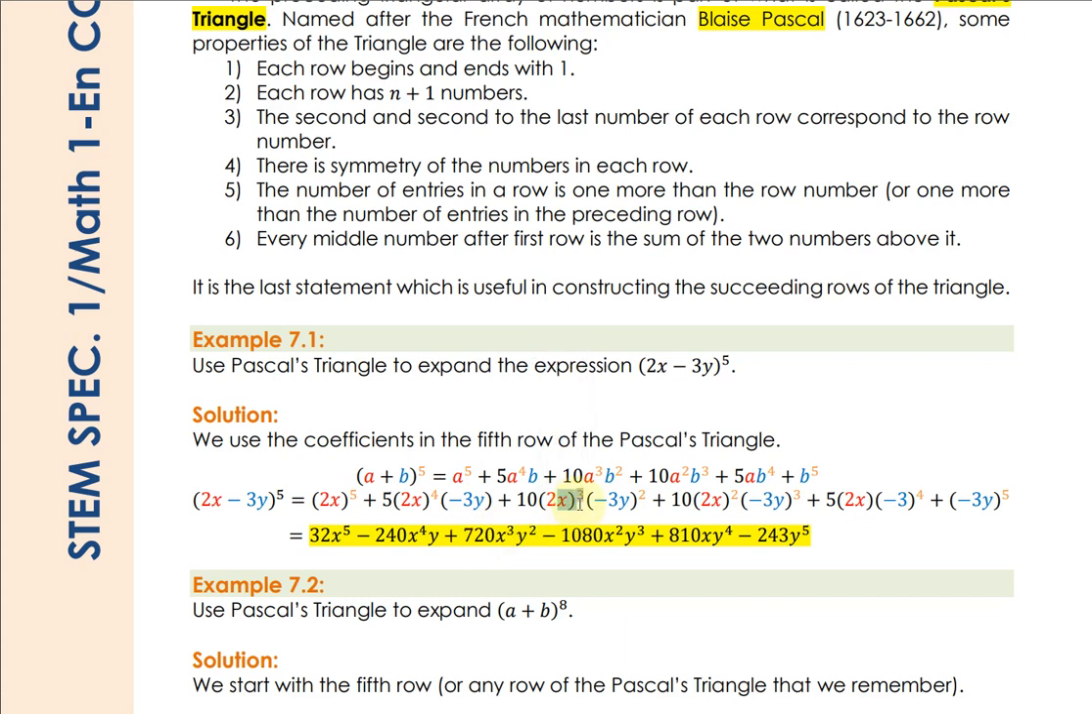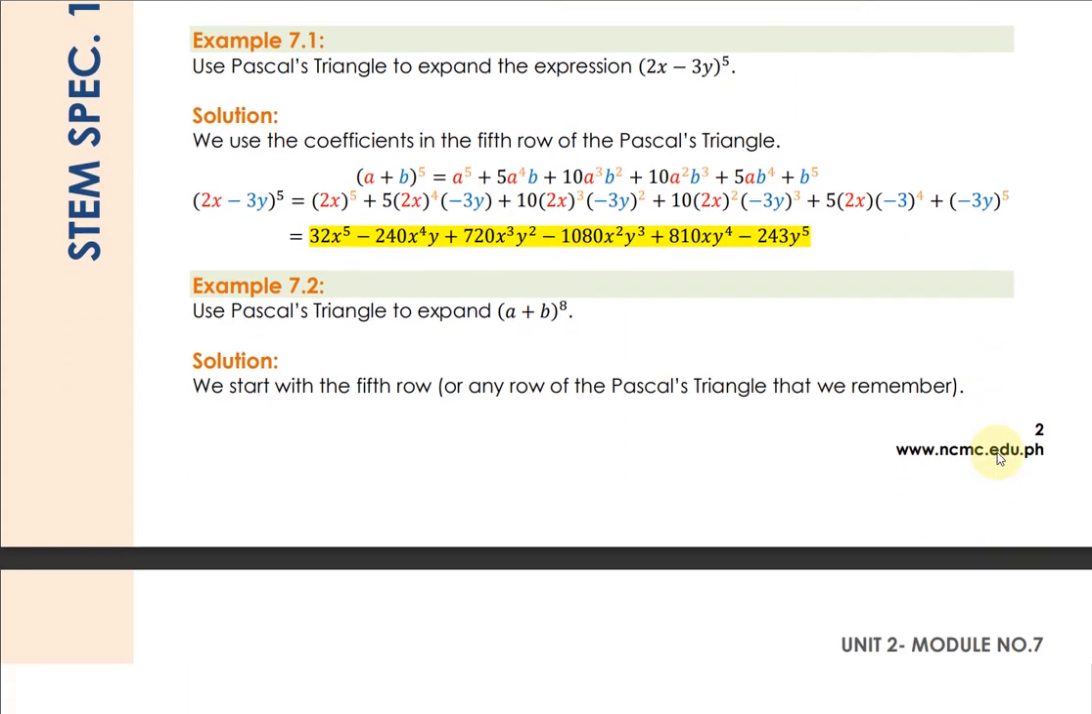Then we just add the variables. So in result, we have this final answer, the expanded form of the expression 2x minus 3y to the power of 5. Okay, so let's have another example.